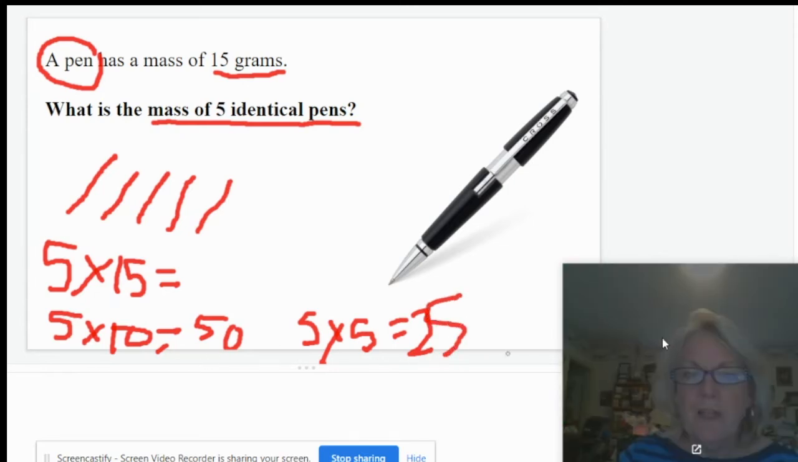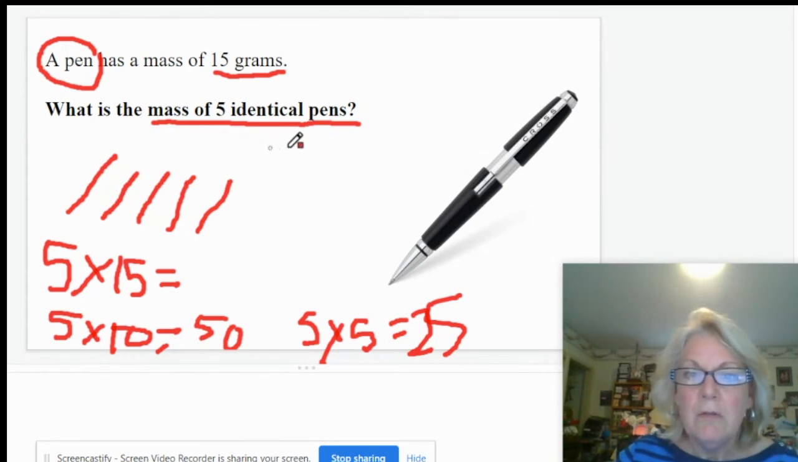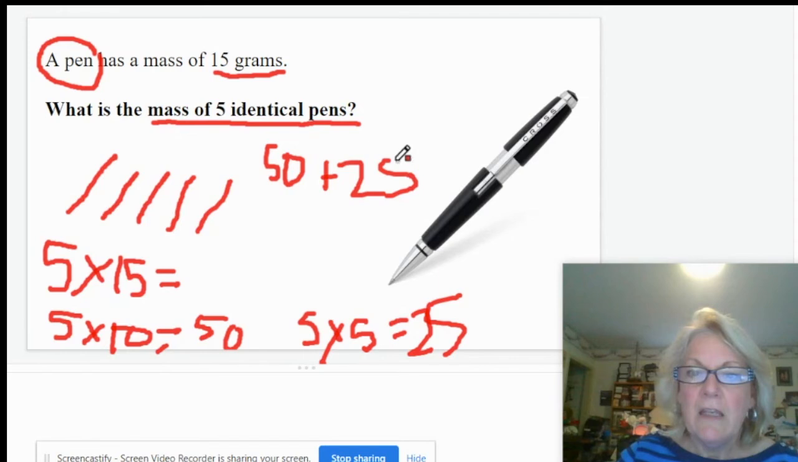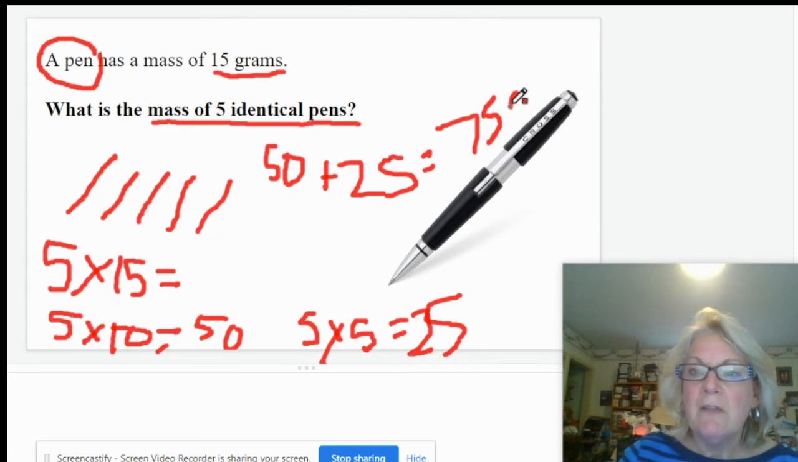Okay, now we have 50 and 25, so we're going to add those together. And that gives us, there we go, 75. And 75 what? That's right, the measurement is in grams. Okay, and you're drawing this along with me, I'm hoping. Great. So the answer to the question, what is the mass of 5 identical pens? The mass is 75 grams.